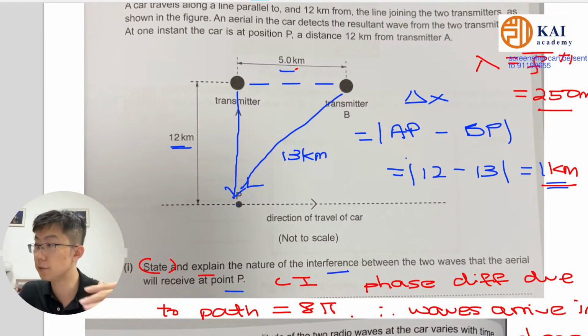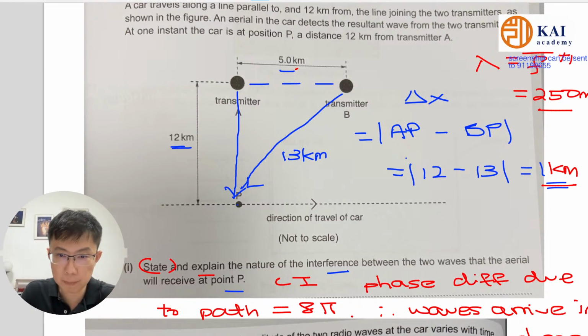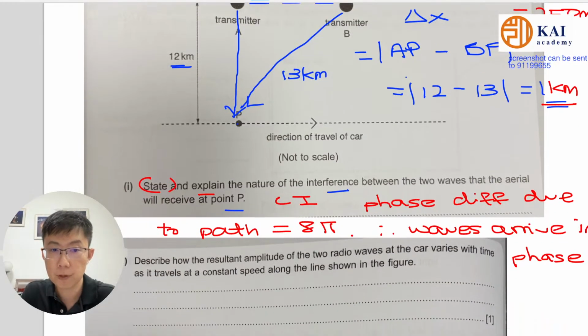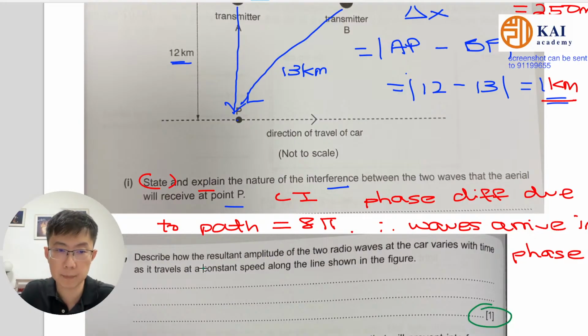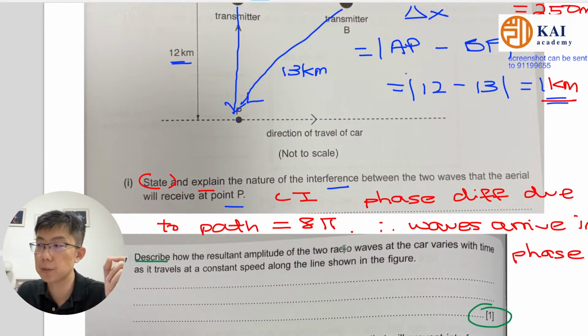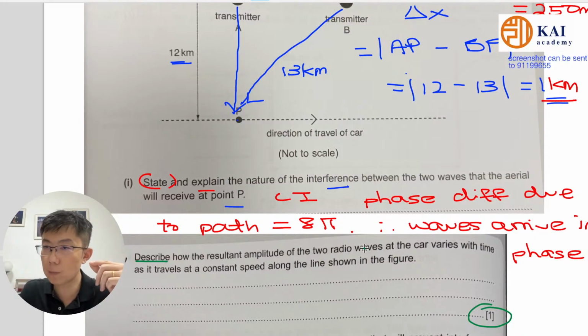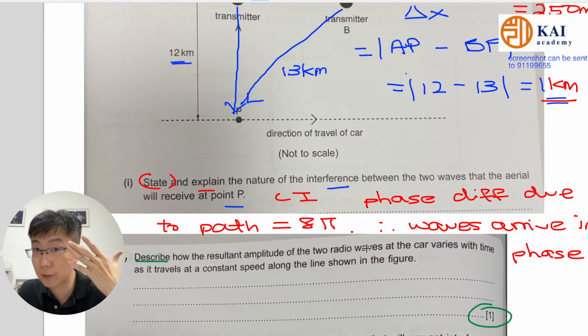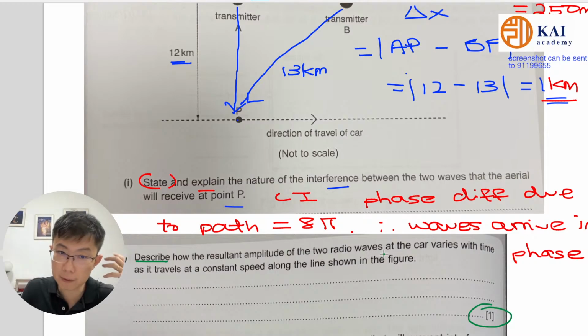It's going to extend to the next part, which is on the interference pattern. So there's a part 2. Describe how the resultant amplitude of the 2 radio waves at the car varies with time as it travels at a constant speed along the line shown in the figure below. This is a 1-mark question. A describe question doesn't require you to give an explanation. It is important to just point out what will be observable, either visually, auditorily, and so on.